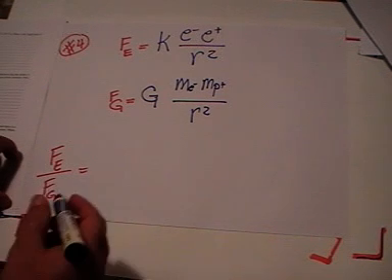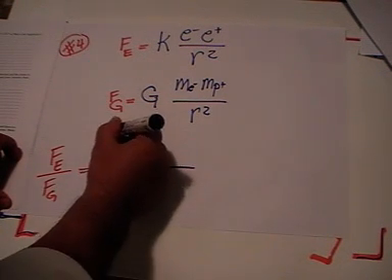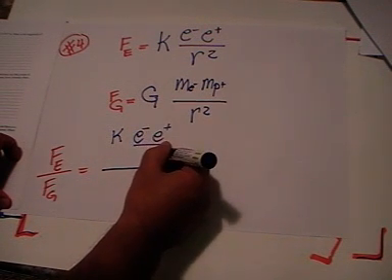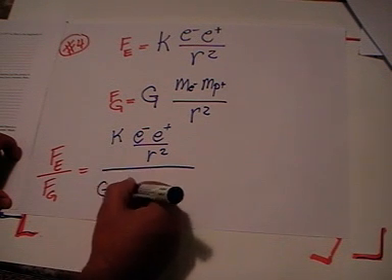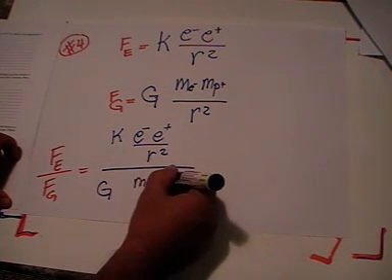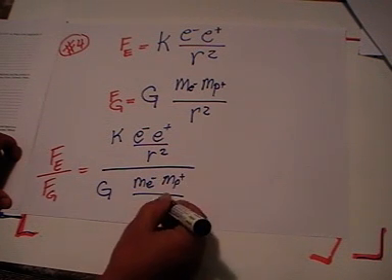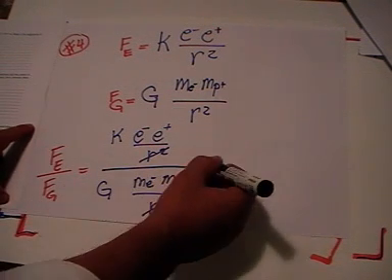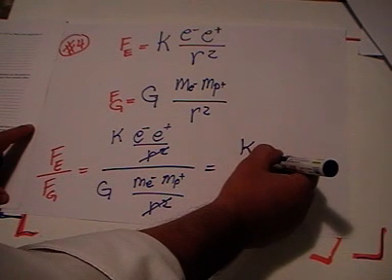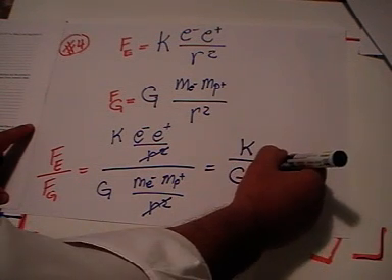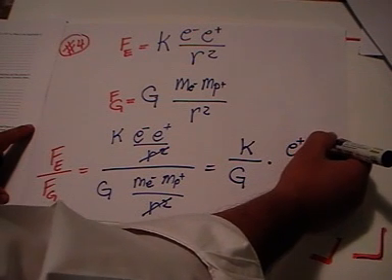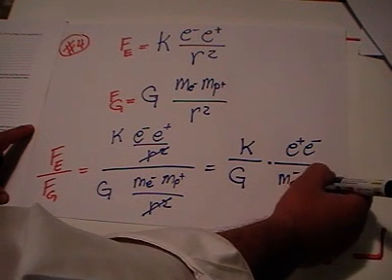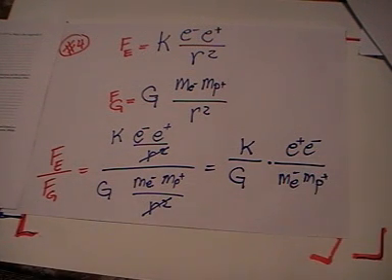If I want to take the ratio between these two forces, I have K times the charge of the electron and the charge of the proton, divided by G times the mass of the electron and the mass of the proton, divided by the distance between them squared. So the distance cancels. This will be equal to K divided by G, multiplied by the charges of the proton and the electron, divided by the masses of the proton and the electron. And then you just have to calculate that.